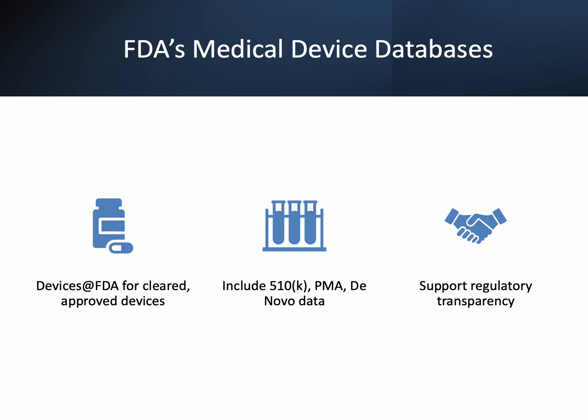Following MDR, let's explore FDA's medical device databases in U.S. regulation. Devices at FDA catalogs cleared and approved devices, including 510(k), PMA, and de novo data, with details like manufacturer and user instructions. The 510(k) database lists clearances by device name or code, PMA tracks high-risk approvals, and de novo includes novel classifications like OsteoDetect. Post-approval studies, PAS databases track required studies.